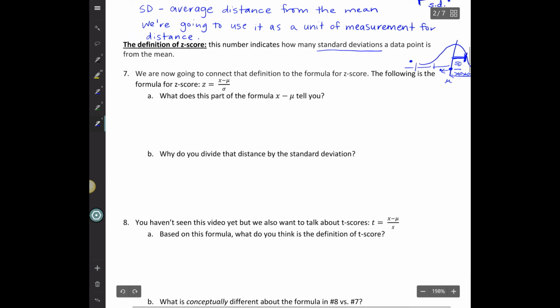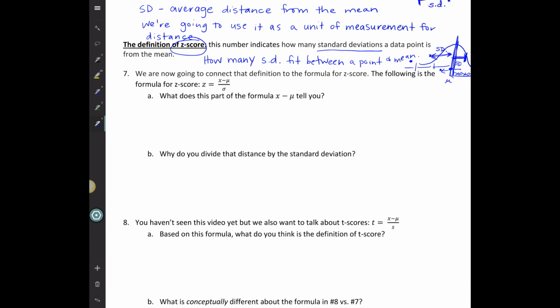So this number indicates how many standard deviations a data point is from the mean. That is what a z-score is. The z-score is how many standard deviations fit between a point in your data set and the mean of your data set. So we have to figure out where's the mean, where's the point we're talking about, and then how much distance is there between those two things in terms of how many standard deviations fit there.